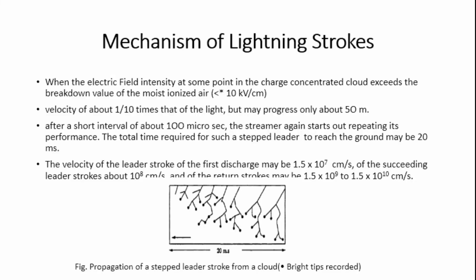Now we have to understand the mechanism of the lightning strokes. So just consider that there is a cloud. Okay, this is the cloud, and the ground, and moreover the cloud consists of both positive and negative polarity. This is the ground. We are considering it maybe as a tree or some tall tower-like structures.